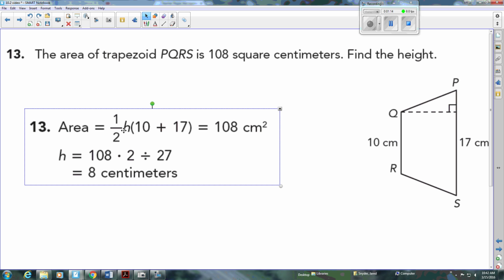I also know that the opposite of multiplying by 1/2 is multiplying by 2. So I would times 108, which is the overall area, by 2, then divide by 27, and it's going to give you the overall height of that trapezoid. Again, 108, and then because you normally multiply by 1/2, you're going to do the opposite. So you times it by 2, then divide by the sum of your bases, and that'll give you the height.